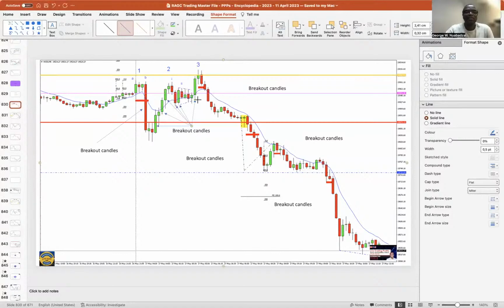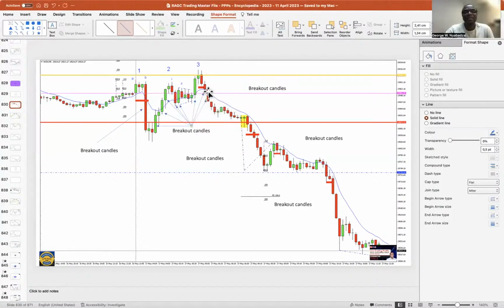Next breakout candle is here. That bear candle is just breaking out below the low. That's not a breakout candle. It didn't break out below. This is the breakout candle. That is a reversal candle. That low did not break out beneath that low, or close beneath it. That's not it. But this is a breakout candle. The next candle is a breakout candle.